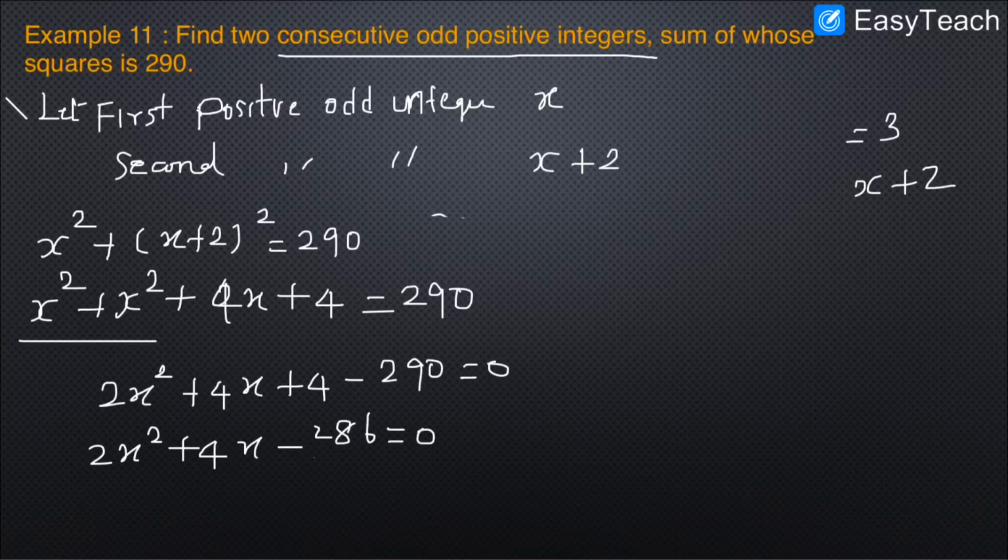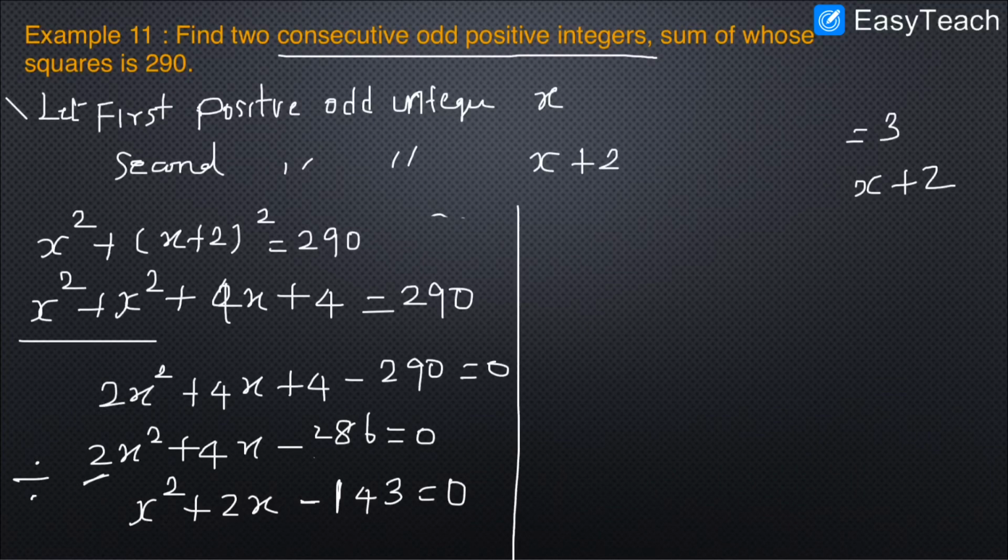Okay, we can divide this by 2 so that we can get rid of the 2. We will get smaller numbers, right? So the calculation will be easier. That's why. If we divide by 2, we get x squared plus 2x minus 143 equals 0. Now this is in the standard format of a quadratic equation.